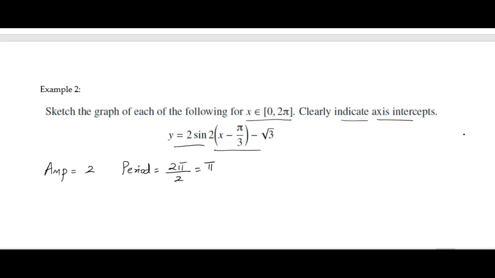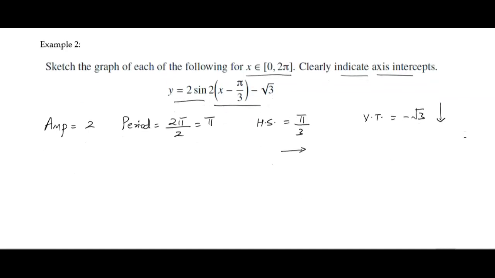We can see we've got a horizontal shift of a positive pi on 3, which means we're going to move to the right by that many units. We've got a vertical translation of minus square root 3, so obviously we're going to move down by square root 3 units.